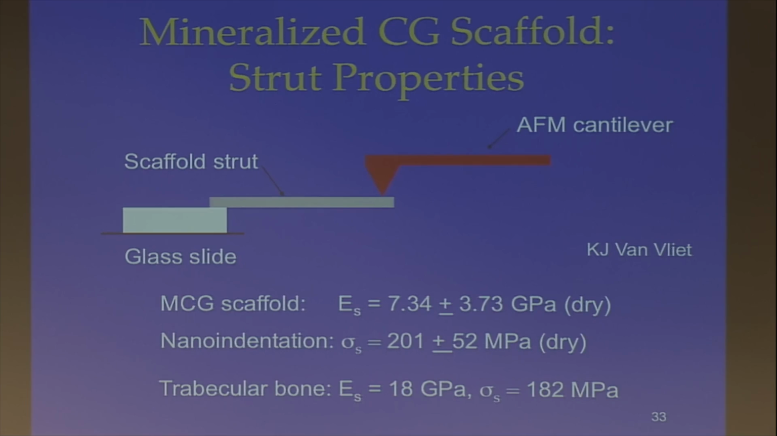And just for comparison, the modulus of the solid in trabecular bone is something around 18. So it's lower, but it's in the same ballpark. And by nanoindentation, we measured a strength of about 200, and that's similar to what you would get in trabecular bone. So the solid in the struts themselves is not exactly like trabecular bone in mechanical properties, but not too far off.